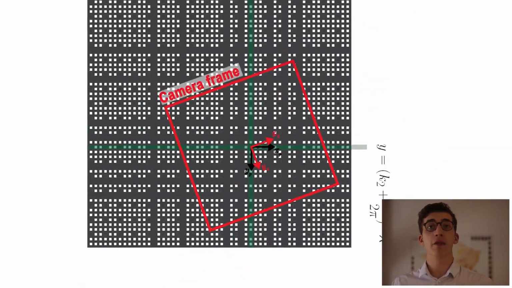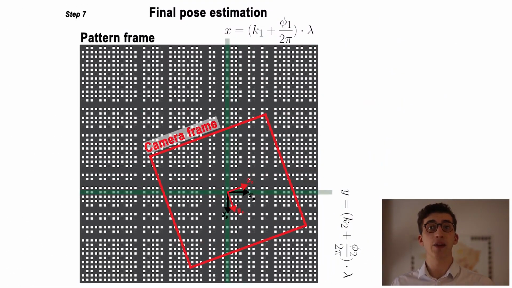Finally, by combining the fine phase information that gives us a pose with a nanometric resolution in translation and a microradian angular resolution, with the rough encoded position, we can retrieve the pose of the acquired pattern image in the whole 10 by 10 cm pattern referential.